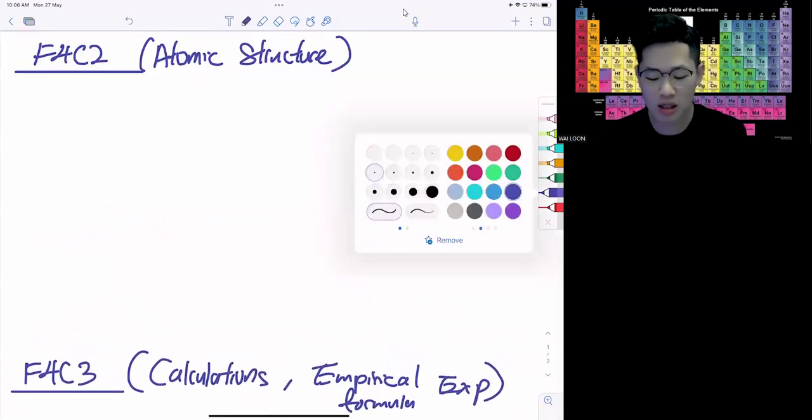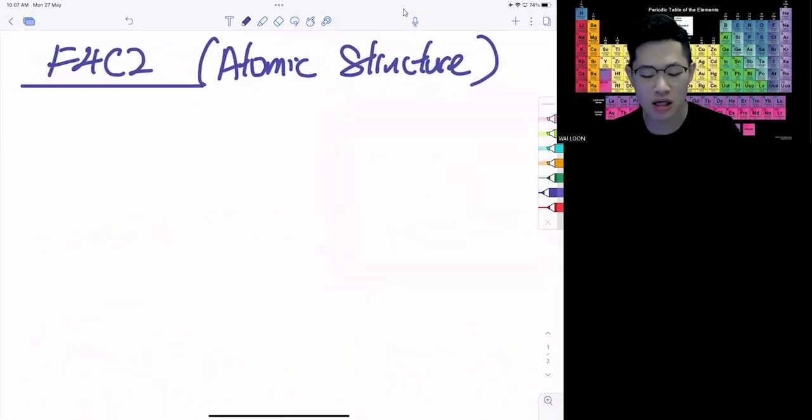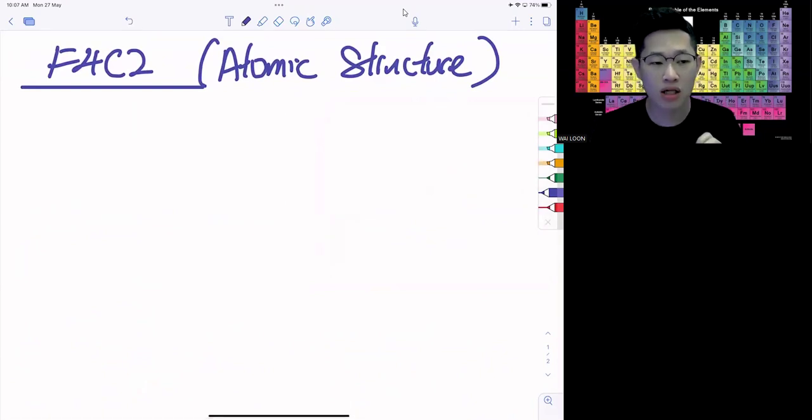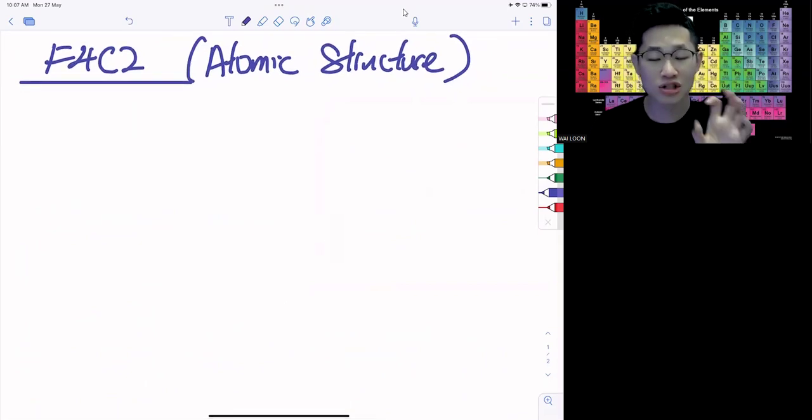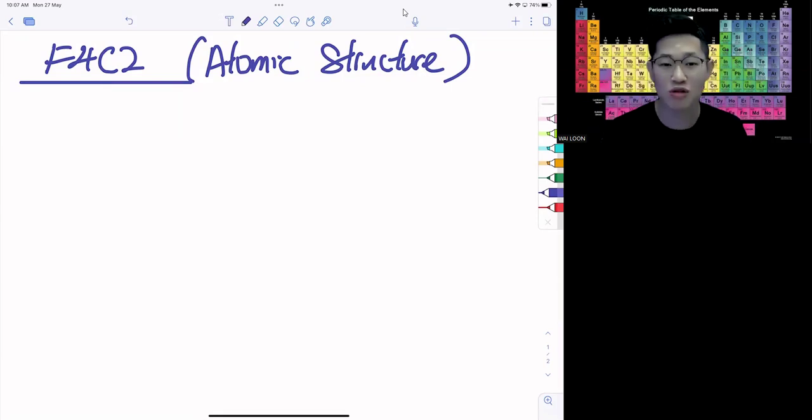For Form 4 Chapter 2, atomic structure, here are some very important notes. Please don't copy first. You just listen. Later, I'll give you time. Either you screenshot or I let you copy. Don't worry. You have to listen and try to understand. If there's any question, ask me on the spot. Don't wait until the class ends to tell me, teacher, I don't understand everything you said. All right, so start with Chapter 2, atomic structure.